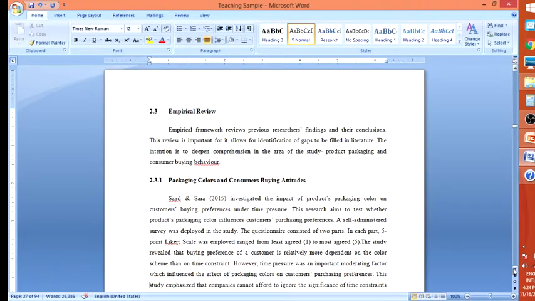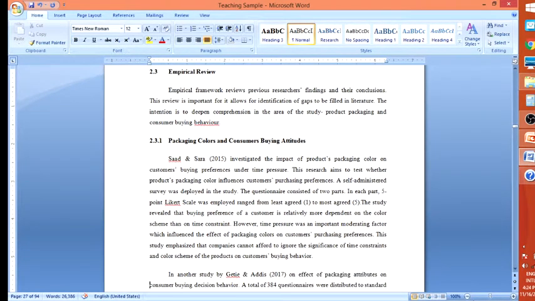So after that, the next thing is empirical review. Empirical review, in most cases, is done in accordance with your objective. All you need to do here is, let me take for instance, the first objective in this very work was packaging color and consumer buying behavior. And here, this is a summary of someone's work that has to do with packaging color and consumer buying behavior.